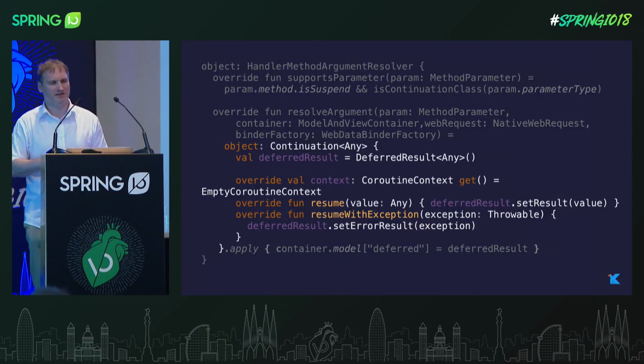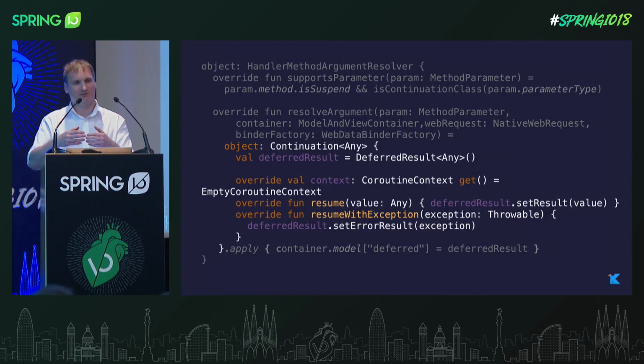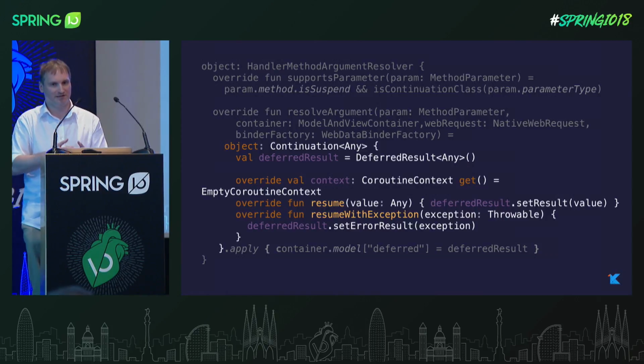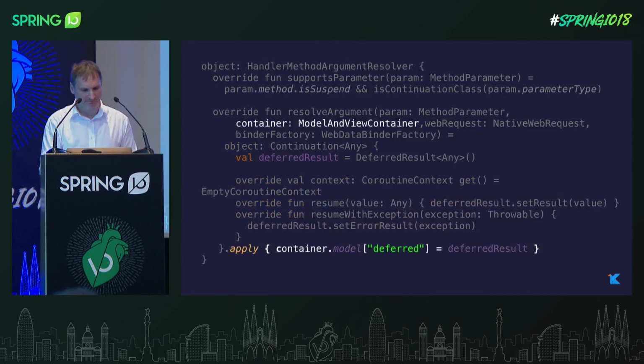So what we'll do is create a continuation, and it will contain a DeferredResult inside, so that when someone calls resume on the continuation, we will just proxy that call to the DeferredResult, and we are actually going to return a DeferredResult later on. So we're just going to store this DeferredResult so that later on we will try to retrieve it.